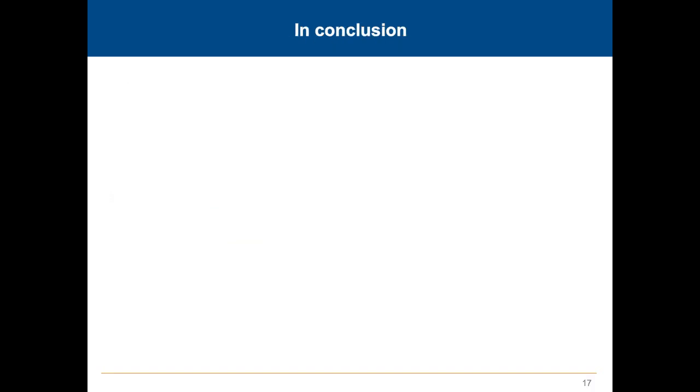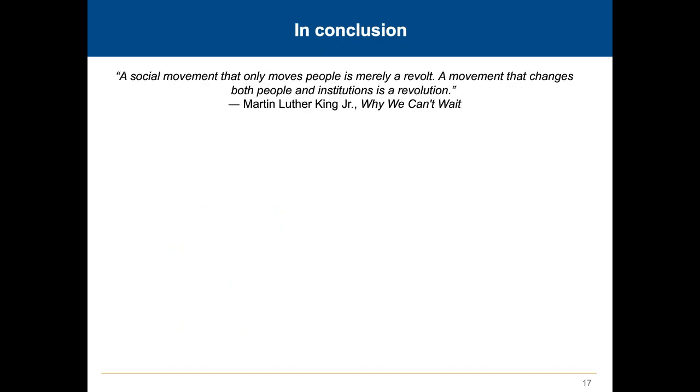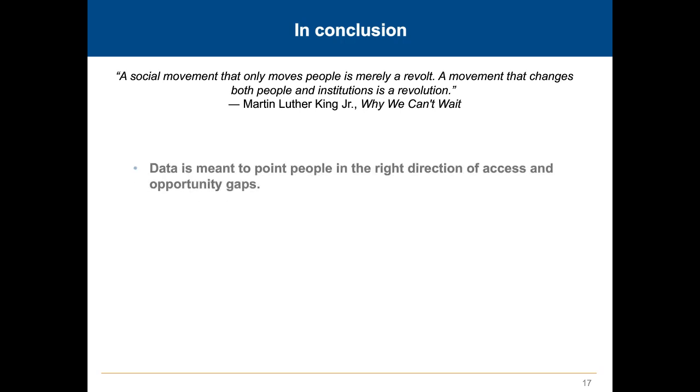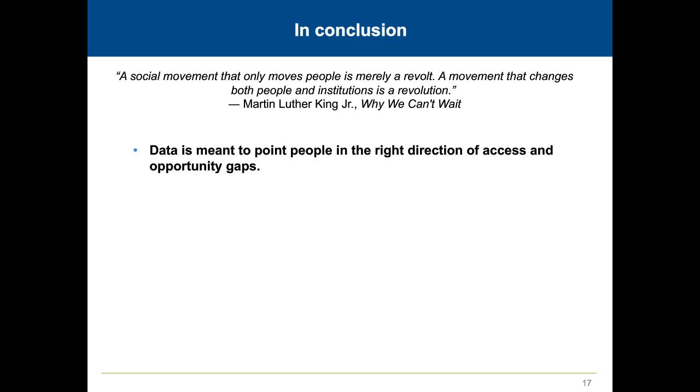So as I conclude, Dr. King, out of Why We Can't Wait, when he was in prison, just talked about a social movement that only moves people is merely a revolt. But a movement that changes both people and institutions is indeed a revolution. So we need to talk a little bit more about data, that data is always meant to point people in the right direction as it relates to access and opportunity gaps. If it is not pointing people toward access and opportunity gaps, then we are data rich and information poor.